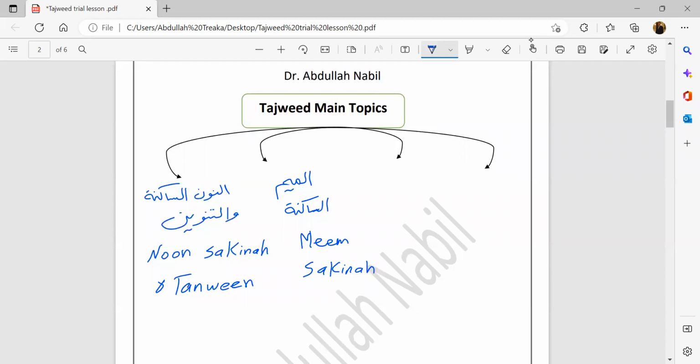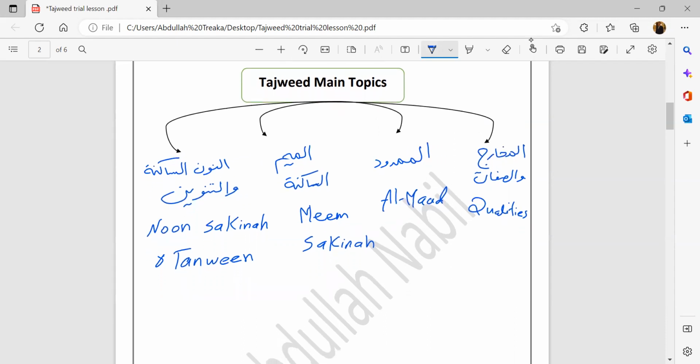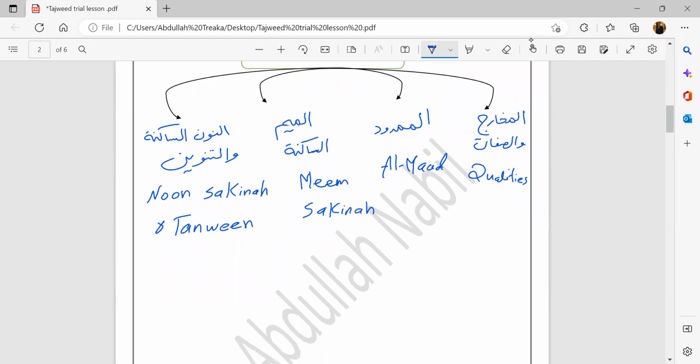The third category is المد, المدود, أحكام المدود. المد, elongation of the letter. The fourth category is المخارج والصفات. How to recite a letter and the qualities of the letters. What is the qualities of the letter? We will gonna talk about the qualities have opposite and the qualities not opposite. Okay, this is the main categories of تجويد: نون الساكنة والتنوين, الميم الساكنة, المدود, and المخارج والصفات.